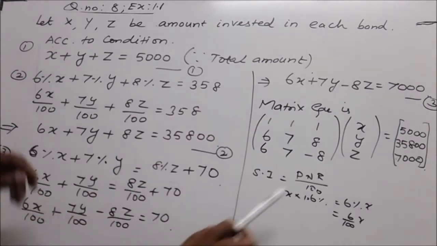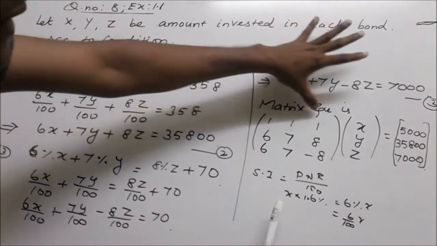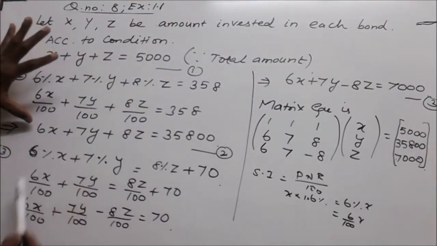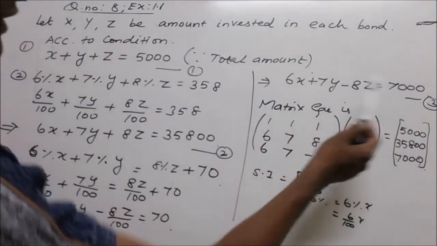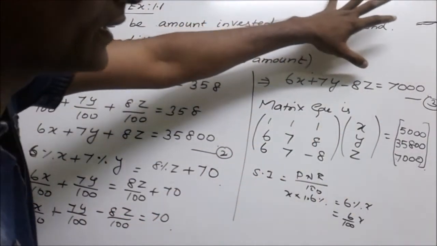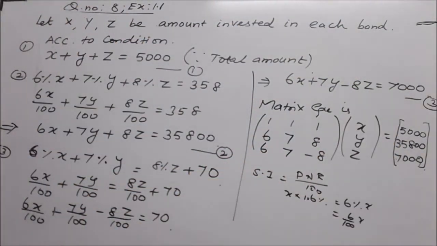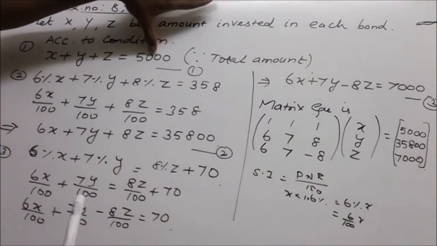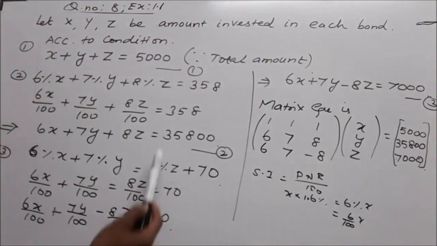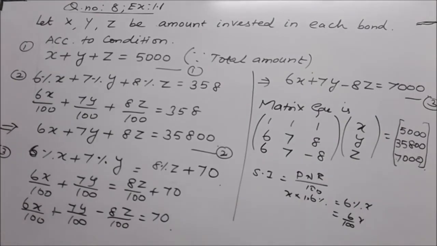To write the matrix equation, first write the coefficient matrix. The coefficients of the first equation are 1, 1, 1. So 1, 1, 1 is taken here. The coefficients of the second equation are 6, 7, 8. So 6, 7, 8 is taken. And the coefficients of the third equation are 6, 7, minus 8. Then we have the variable matrix x, y, z, and on the right side we have the constant matrix. The first equation has constant 5,000. The second equation has constant 35,800. The third equation has constant 7,000. So this is the respective matrix equation.